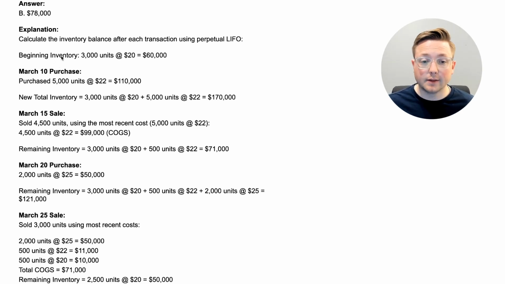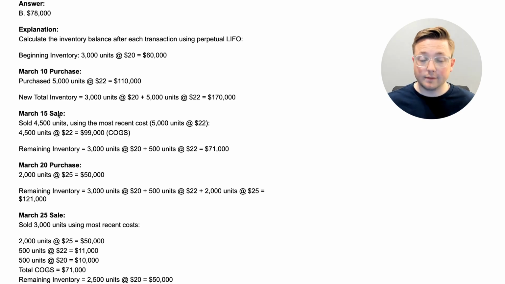So we have the beginning inventory, which was 3,000 units at $20 per unit. That's $60,000 worth of inventory. There was a March 10th purchase. So that was 5,000 units at $22 per unit, and that's $110,000. So as of March 10th, perpetually, the inventory equals $170,000, which is the 3,000 units and the 5,000 units so far. Now, there's a sale on March 15th.